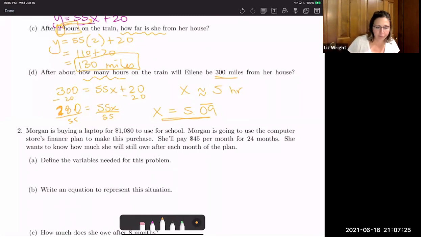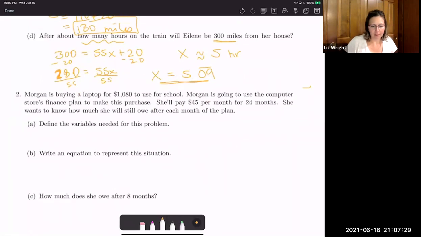All right. Next one, it says Morgan is buying a laptop for $1,080 to use for school. Morgan is going to use the computer store's finance plan to make this purchase. She's going to pay $45 per month for 24 months. She wants to know how much she will still owe after each month of the plan.